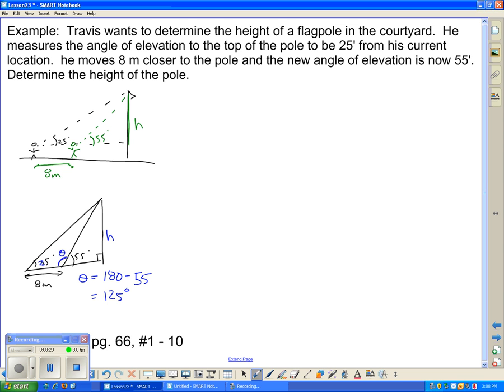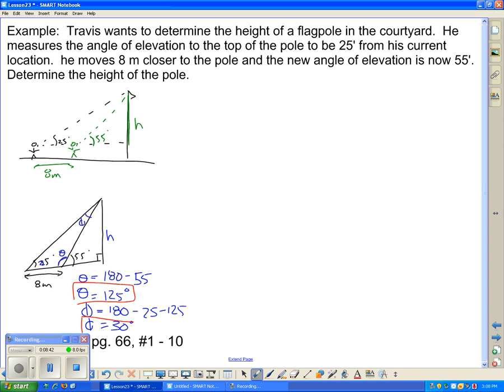So I know theta. And if you know two angles, then you know a third. So I would know this one up here, which I'll call phi. So that's 180 minus 25 minus 125. So that means that's 30 degrees up top. So I now know all my angles inside.